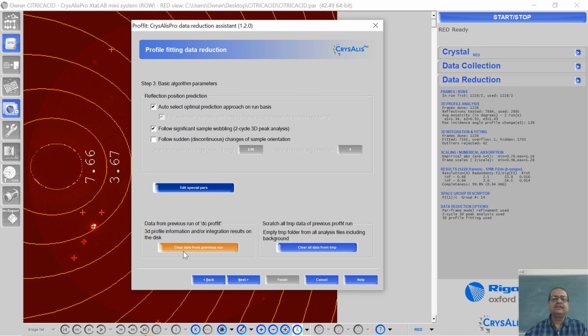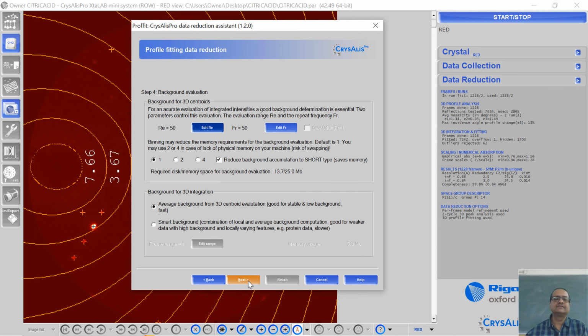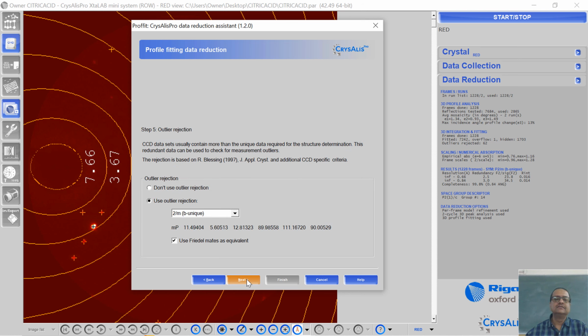Now I am clicking clear data from previous run, which means that I want to delete all the files that are there in the struct under the temp folder, because it has already done one data reduction and I want to delete all that, clear all data from temp folders, everything, right? So that it will then create a new set of files. Next. Normally we don't change anything here.